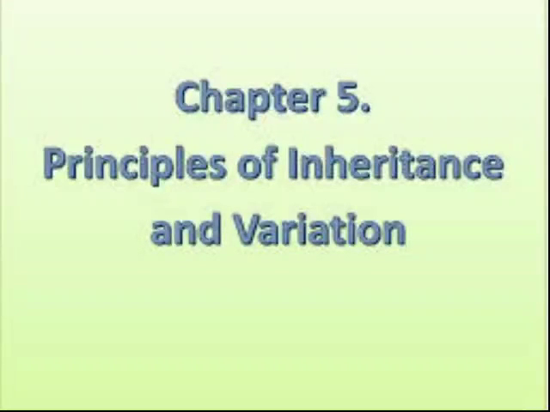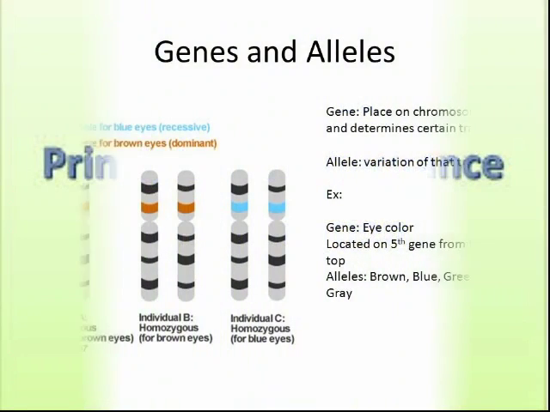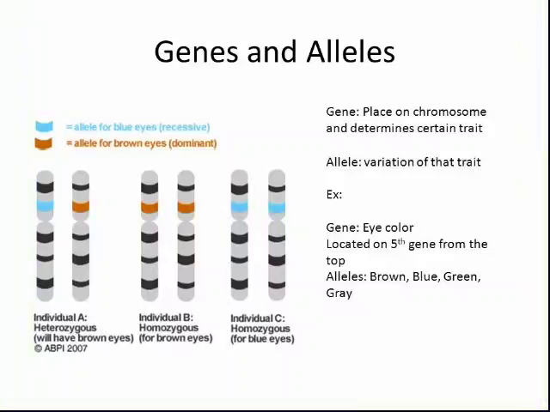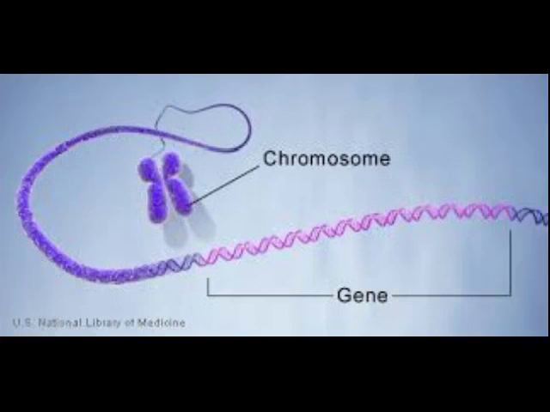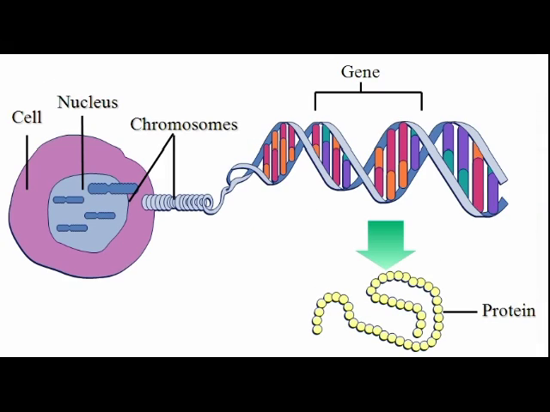We are dealing with the chapter Principles of Inheritance and Variation. In the last class we studied about the genes and alleles. So what are genes? Genes are a sequence of DNA which carry or store a particular information in the form of a protein. Then alleles are the alternate form of the gene which we get from the parents. And it is located on the chromosome that is called as locus.